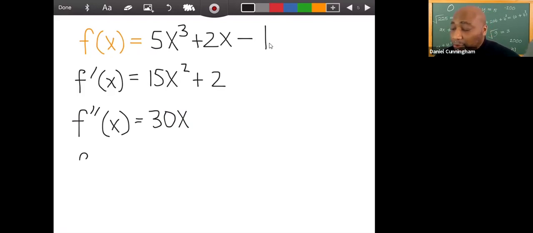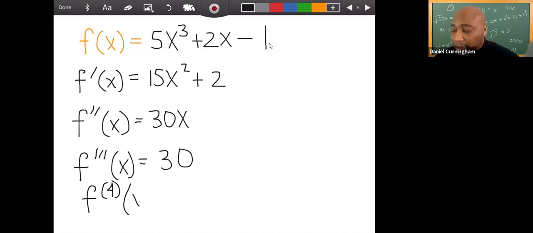Now to find the third derivative, we got to take the derivative of the second. That will give me just 30. And to find the fourth derivative, and notice I'm writing it down in parentheses with the 4, so we know that we're doing the fourth derivative. What's the derivative of 30? Since 30 is a constant, it will be 0. And that is the answer of finding the first, and then the second, then the third, and then the fourth.